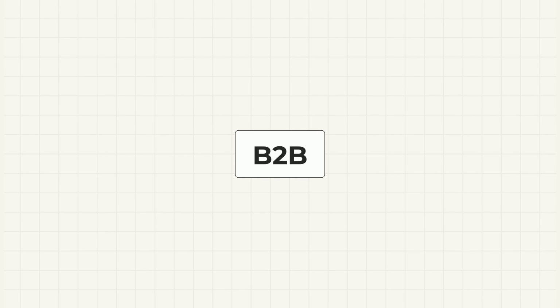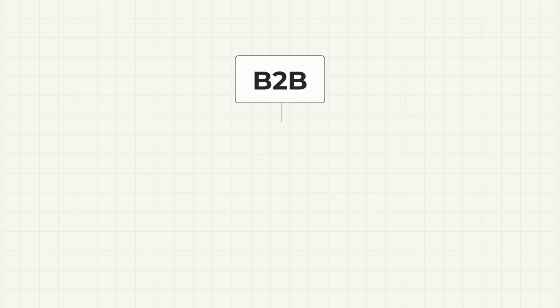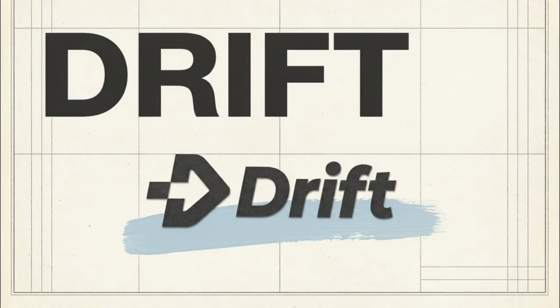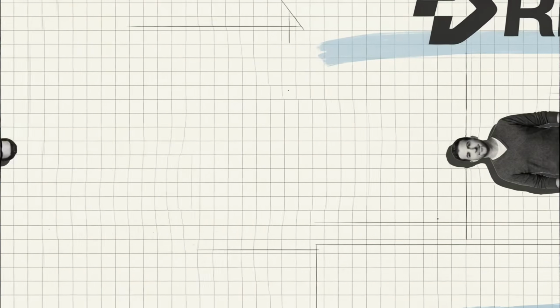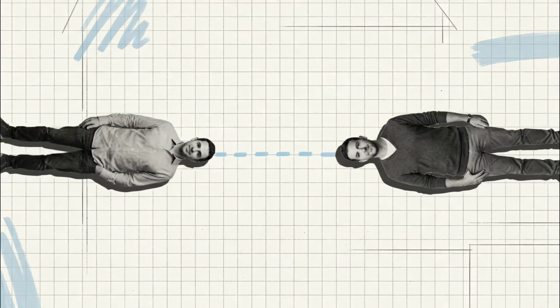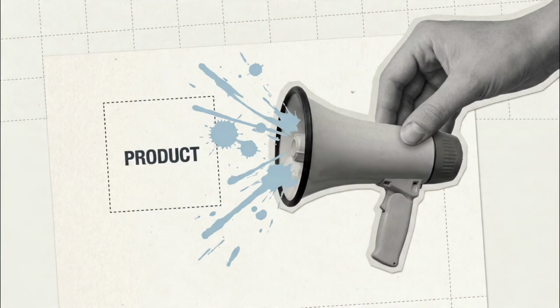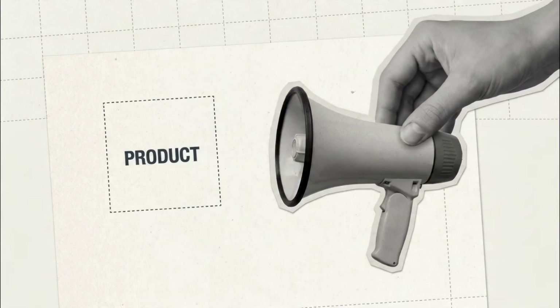B2B brands that are getting cited by AI are the ones where the founder or a key executive is visibly active in the industry. They are appearing on LinkedIn, they are contributing guest articles to industry publications. The best real-world example of this is Drift. When David Cancel and his VP of Marketing, Dave Gerhardt, set out to build Drift, they made a deliberate decision. They would start marketing before they even had a product.